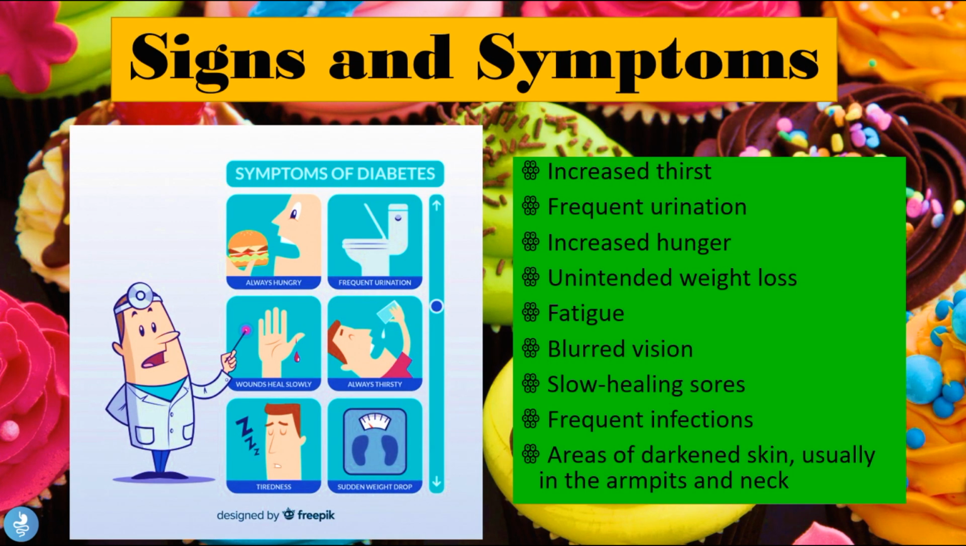So what are some signs and symptoms of type 2 diabetes? Patients will usually complain of increased thirst, frequent urination, increased hunger, unintended weight loss, fatigue, blurred vision, and sores that heal very slowly, which are usually located in the extremities, most commonly in the feet. They are more prone to infections, so they have frequent infections, and they will also have areas of darkened skin, usually on the armpits or the neck. And if it occurs on the neck, it's actually called acanthosis nigricans.